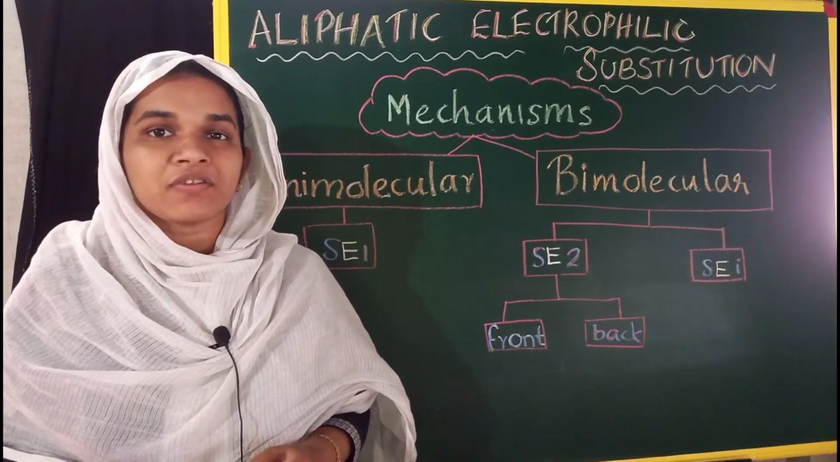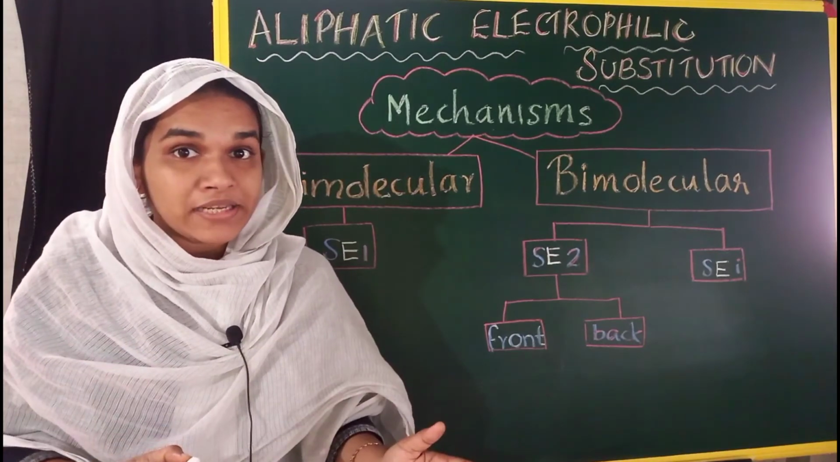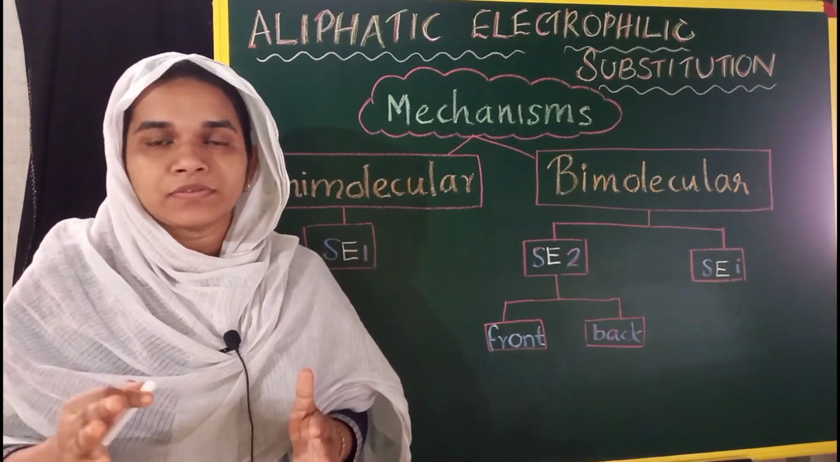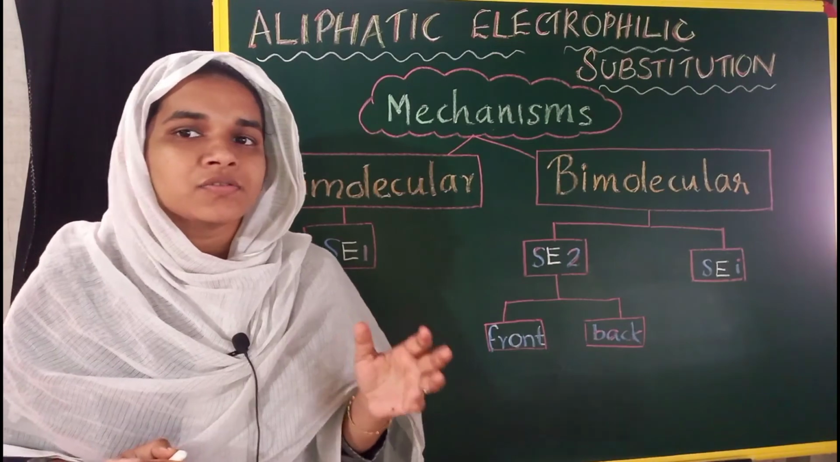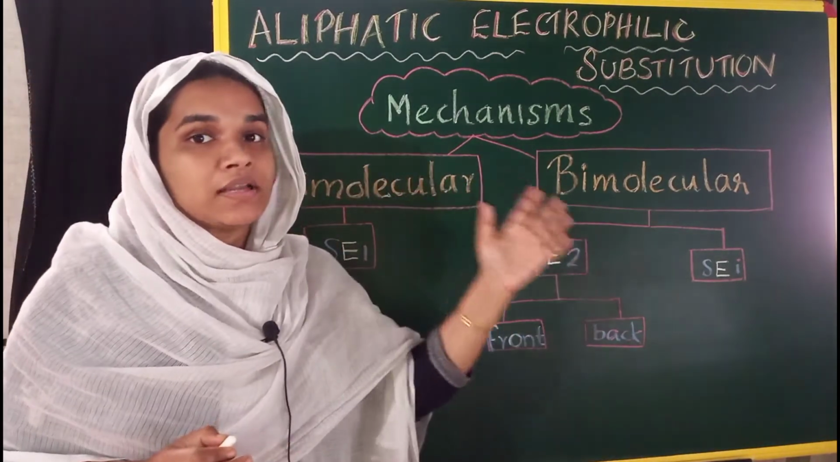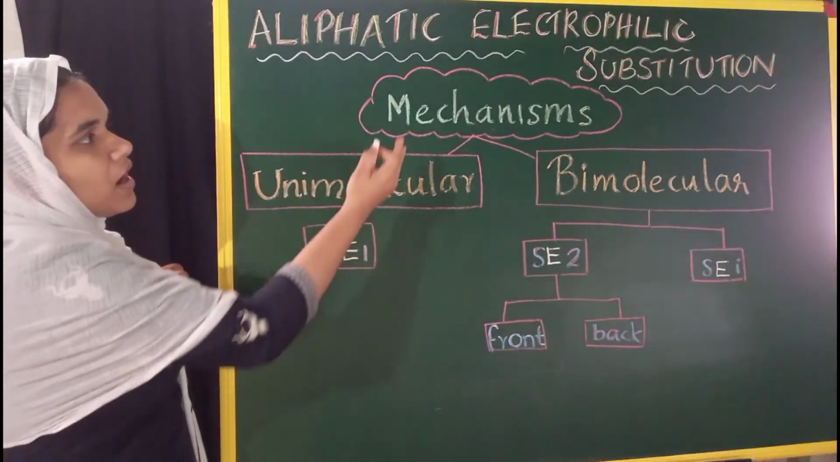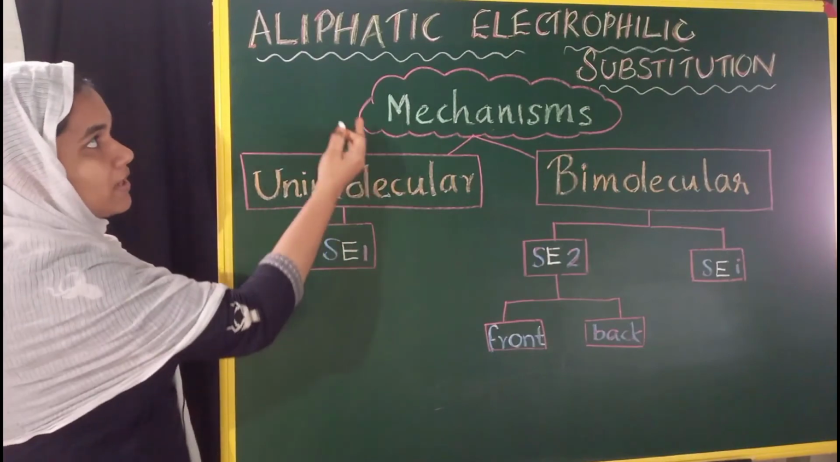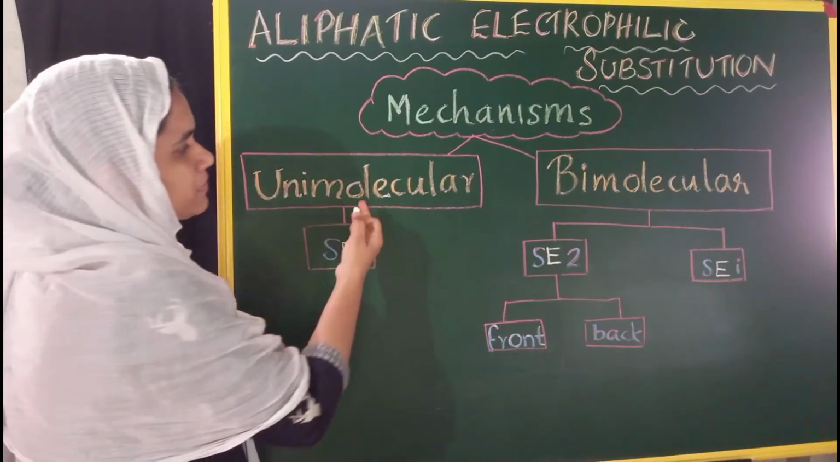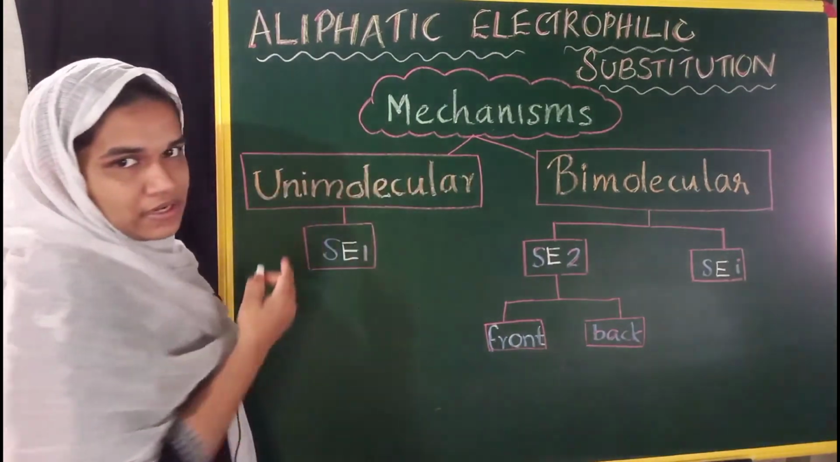In this video, we are focusing on the factors affecting aliphatic electrophilic substitution reactions. So let us begin with a summary of the mechanism of aliphatic electrophilic substitution reactions. The mechanism can be divided into two: unimolecular mechanism and bimolecular mechanisms.